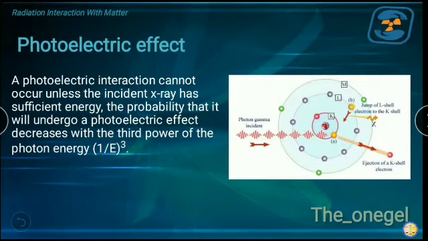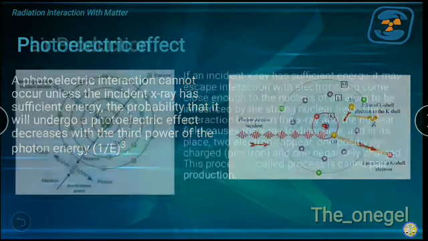A photoelectric interaction cannot occur unless the incident X-ray has sufficient energy. That is why we are in the diagnostic value range. Some authors describe the photoelectric effect as moderate to high, so its energy is sufficient. The probability of a photoelectric effect decreases with the third power of photon energy.